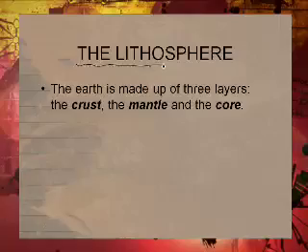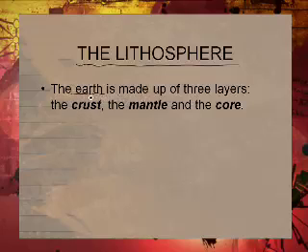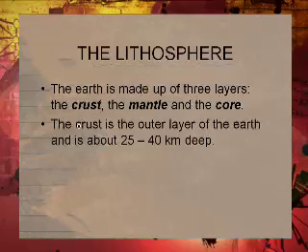Welcome back. We're now going to have a look at another global system, and this is the lithosphere we're going to look at. To understand this, let's unpack what the Earth is made up of. Earth consists of three layers. We've got the crust, the mantle, and the core. All right? The crust is the outer layer of the Earth.